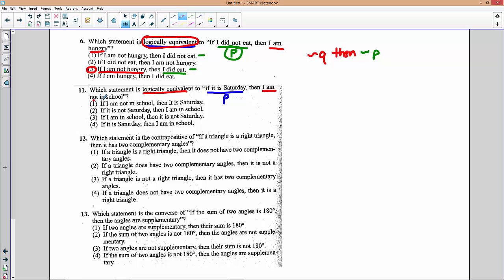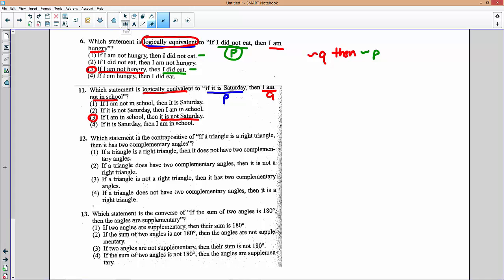I am not in school is my Q. So I needed to start with the opposite of Q, right? I am not in school, so that means I am in school. And the only one that starts with if I am in school is 3, so I'm guessing it's 3. Let's just double check. It is not Saturday because the P is it is Saturday, so that's the opposite of P right here. Okay, so number 3 is the right one.